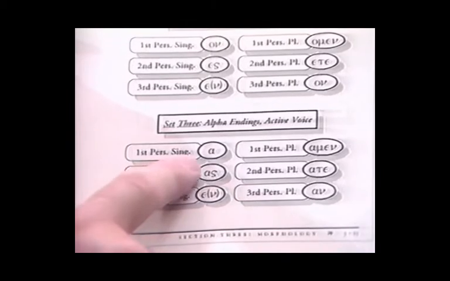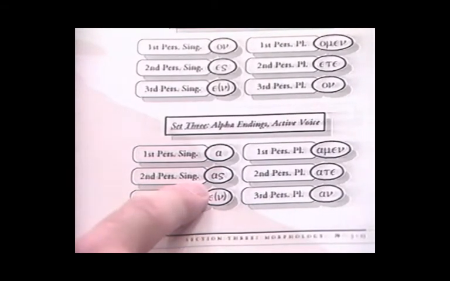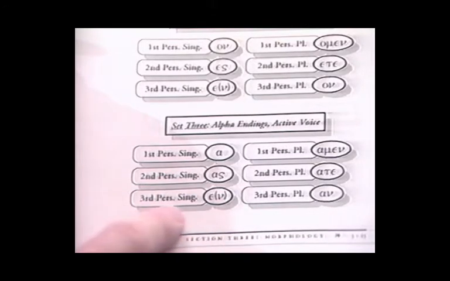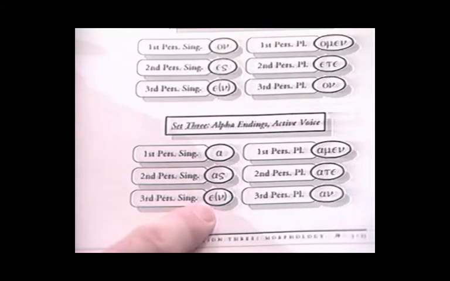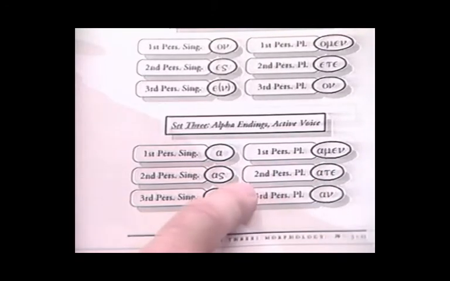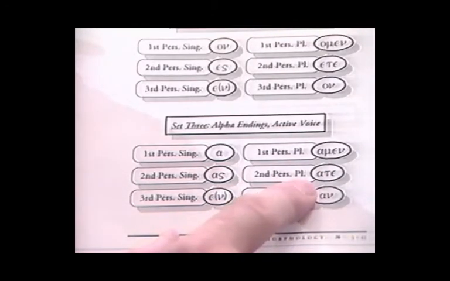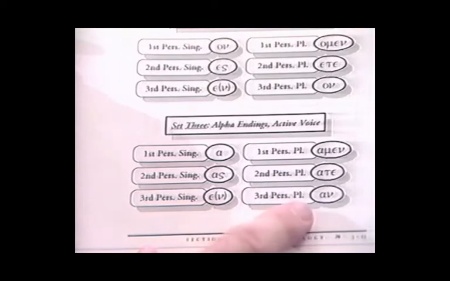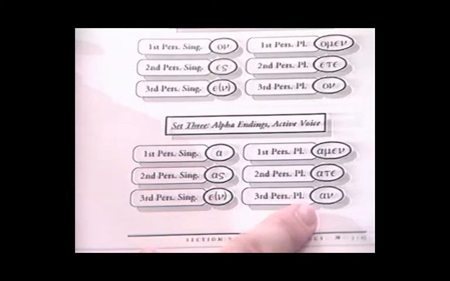Look at set 3, the alpha endings. The first singular, a. The second singular, as. The third singular, e. The first plural, amen. The second person plural, ate. And the third person plural, an. This page will give you a convenient way to memorize the various endings of the indicative mood active voice.